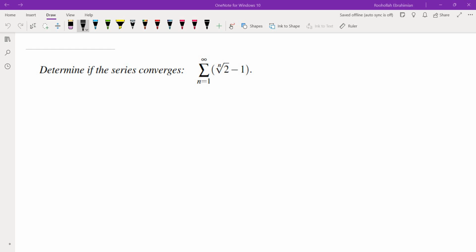Hello, in this video we're going to determine if the series, the sum of the nth root of 2 minus 1, n equals 1 to infinity, converges. The first thing that I do if I want to understand whether a series converges or not, I try to understand the nth term of this series.